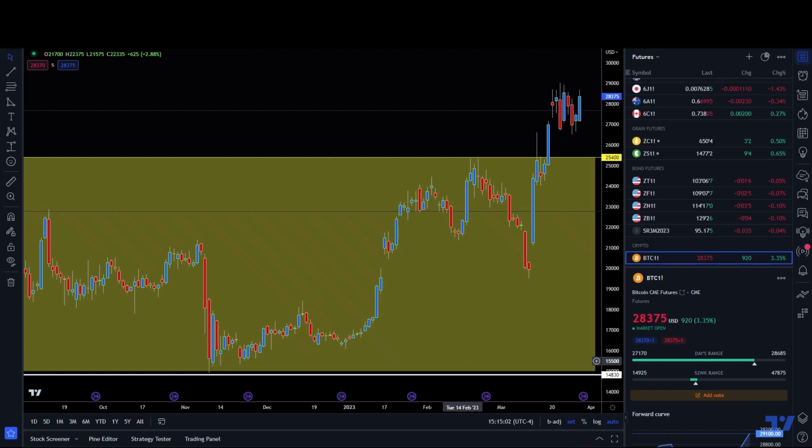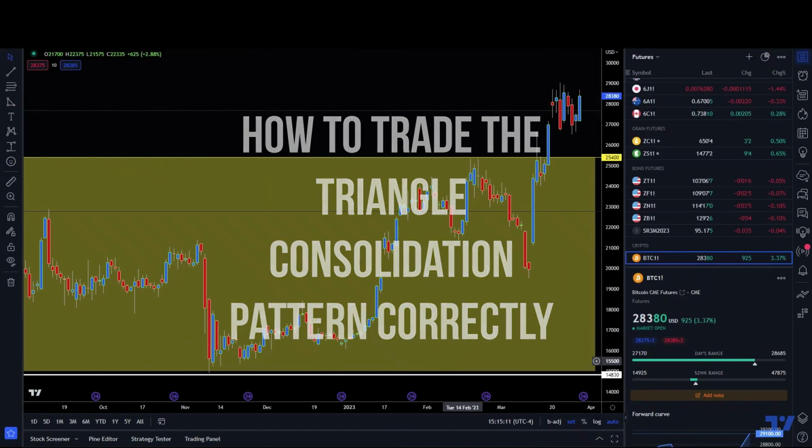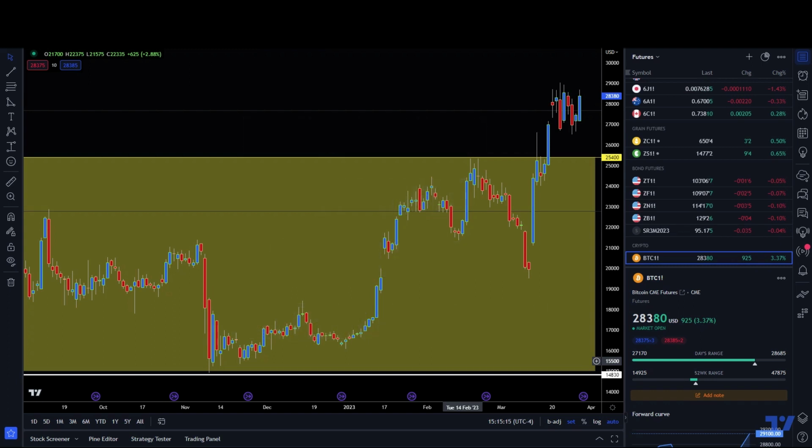So today we're going to talk about one of the most popular patterns in technical analysis, and that is called the triangle consolidation and breakout pattern and how to trade it. So with that being said, let's rock and roll.